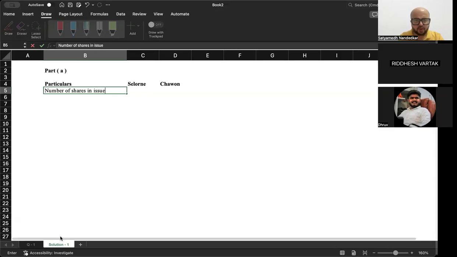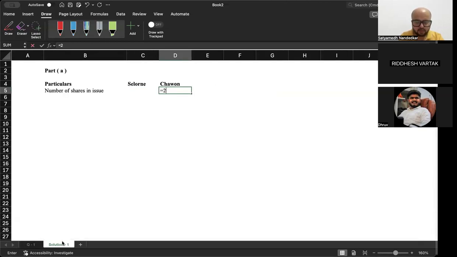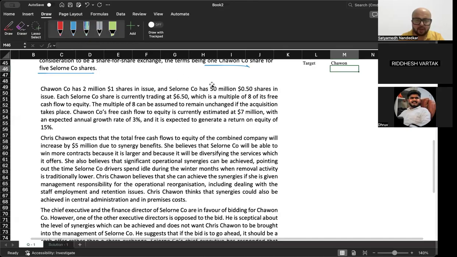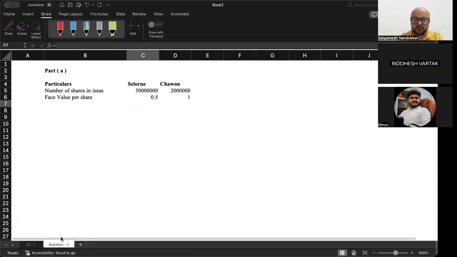Number of shares in issue. Okay, Selorne company, how much is it? Chavon has 2 million shares. It has 2 million shares. Face value per share is 1. Selorne company has 50 million shares of 0.5 face value. Okay, 0.5 face value.